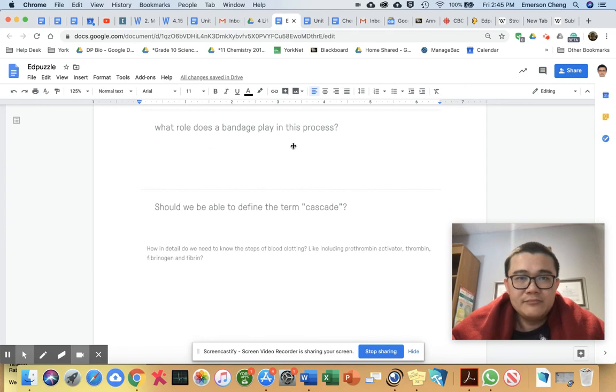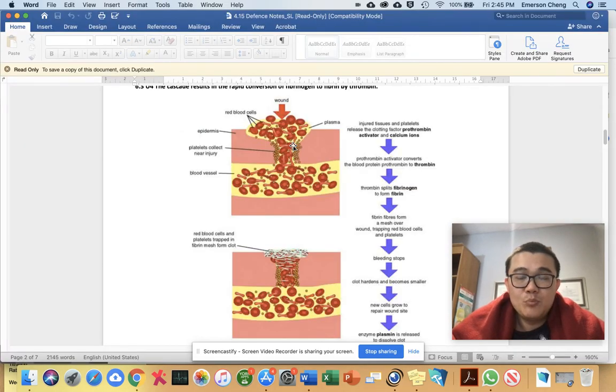Band-aid. What does it do? Now, this is a funny part because a band-aid, a lot of times, is just to close off the wound so you prevent foreign particles coming in. It's to close and seal the wound.